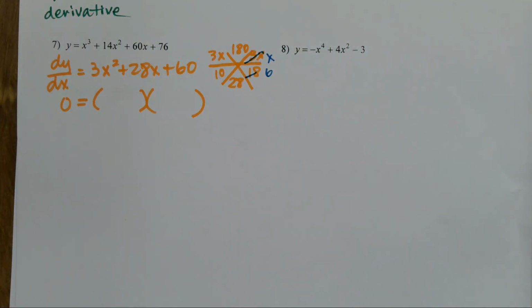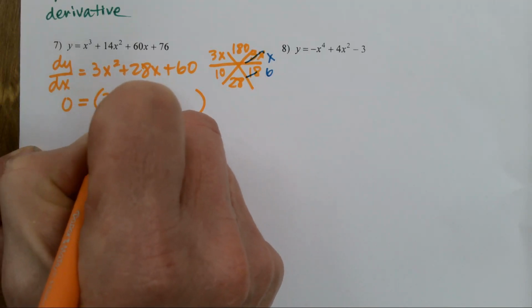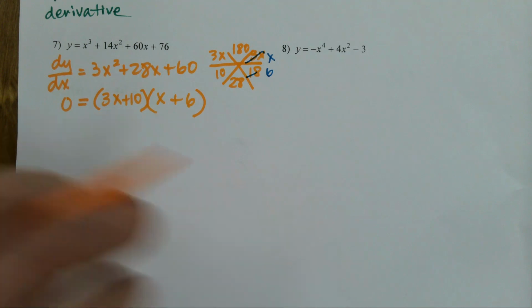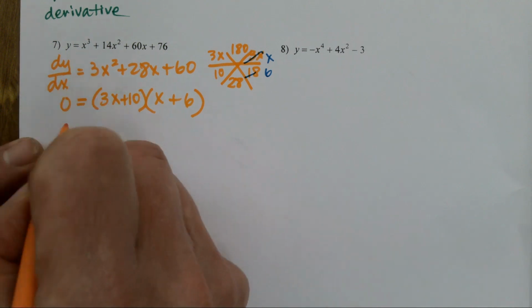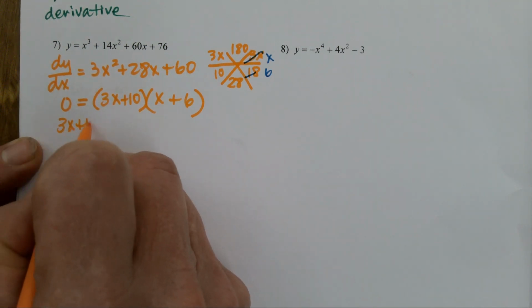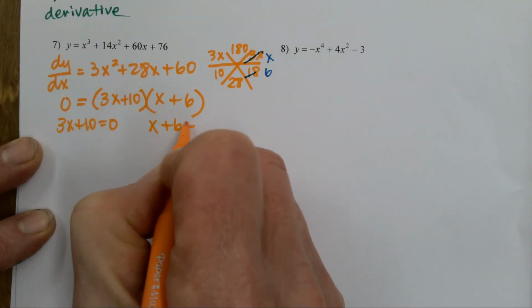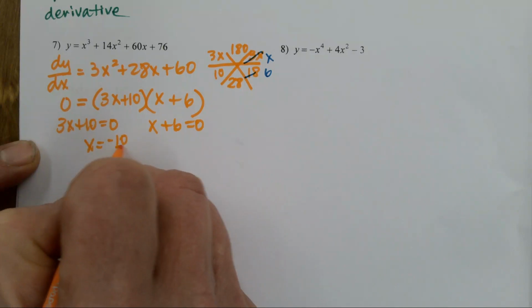Don't forget to reduce one side. That's an important part. So I get 3x plus 10 on one thing and x plus 6 on the other thing. How do I solve this equation? I set both of those things equal to 0. So 3x plus 10 is 0, and x plus 6 is 0, and 3x plus 10 is 0 when x equals negative 10/3. Does anybody agree with me?